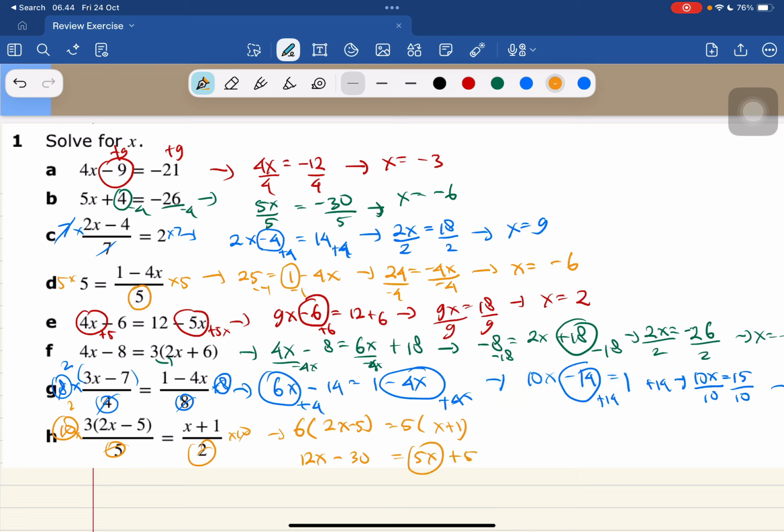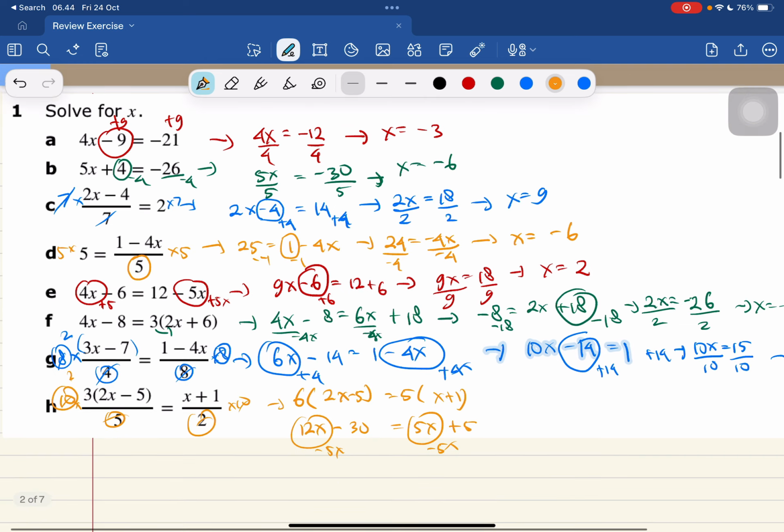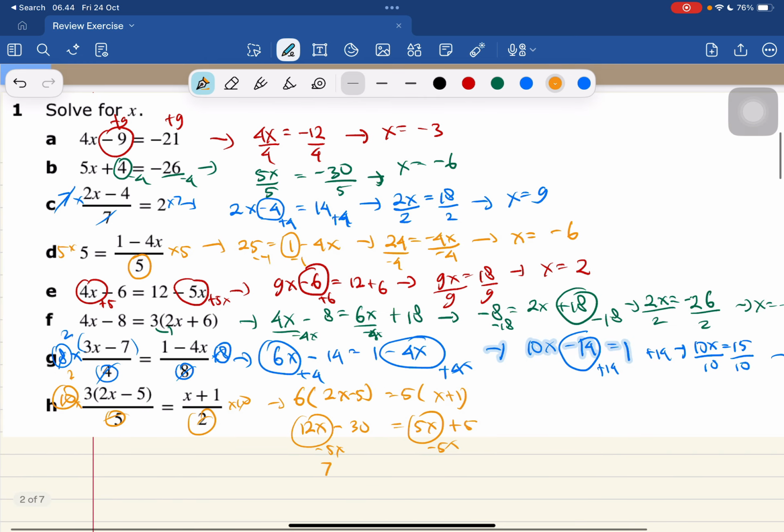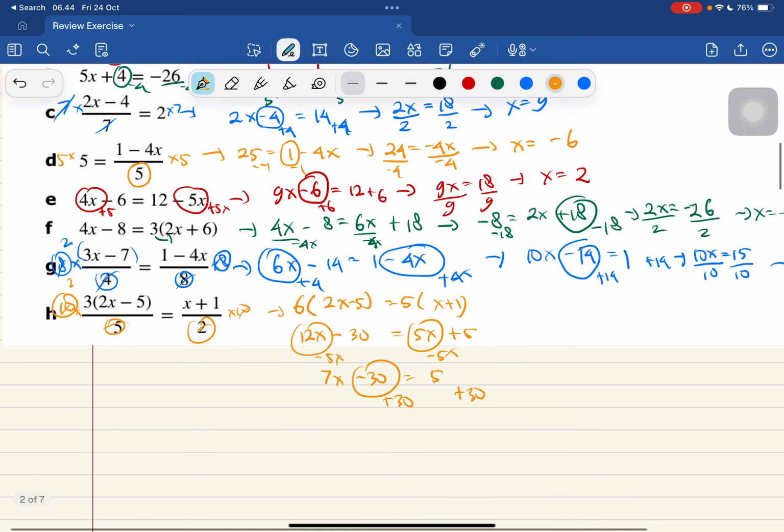So the smallest is 5x, so let us minus 5x. Do the same thing to the right side. So this is going to be 7x minus 30 equal to 5x. We got minus 30, so we can plus 30. Do the same thing to the right side. So 7x equal to 35.